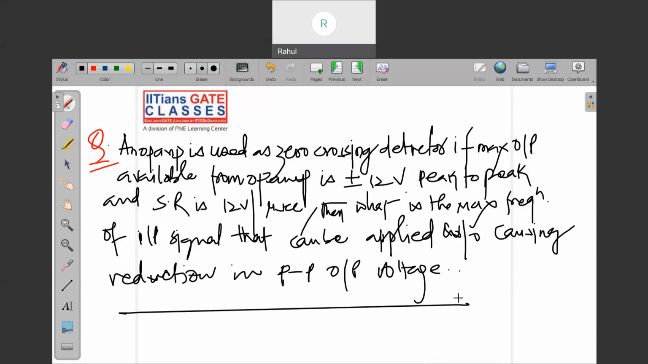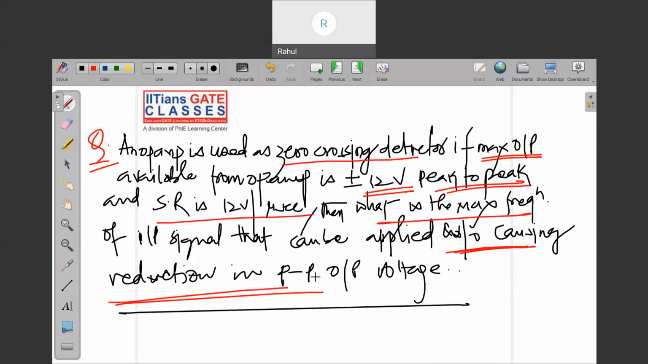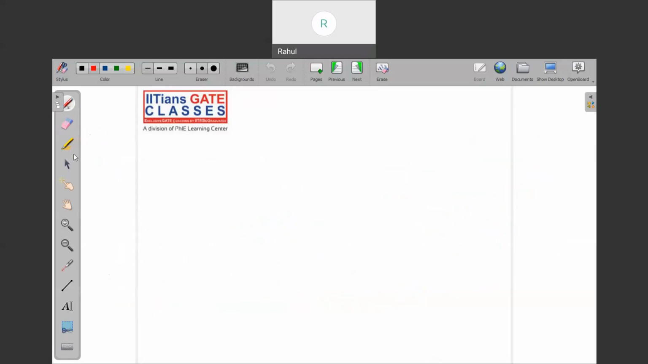An op-amp is used as a zero crossing detector. This is one application of the op-amp where the maximum output available is plus minus 12 volt peak to peak, right? And the slew rate is this. What is the maximum frequency we have to find that can be applied without causing the reduction in peak to peak output voltage? Okay, you have to keep this in mind. Understand? So let me solve this problem. This is a very good problem.